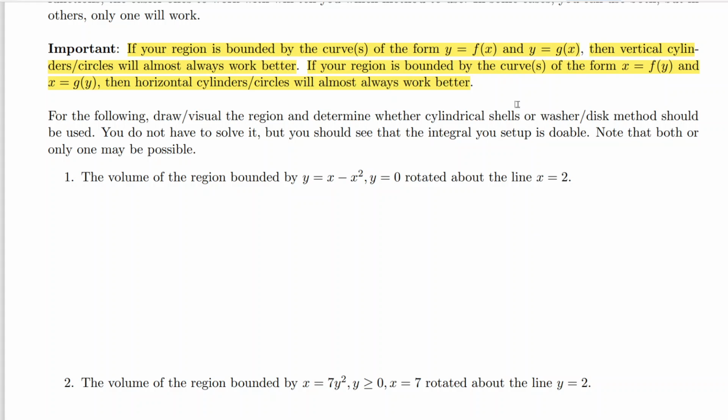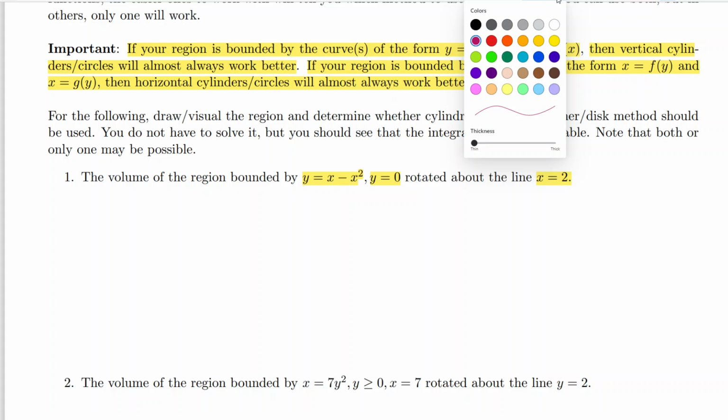So let's go ahead. The first thing, before I even draw anything, you want to notice is that for this first one, we want the volume of the region bounded by y equals x squared, y equals x minus x squared, and y equals 0, rotated about the line x equals 2. Now, if you're very comfortable with graphing all this stuff, you can sort of go through it in your head.